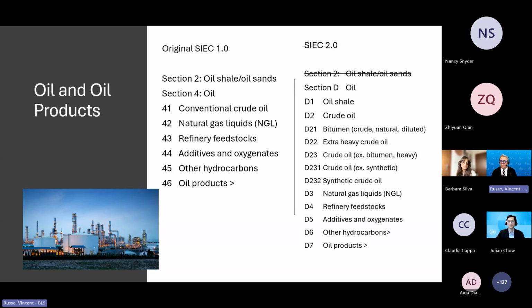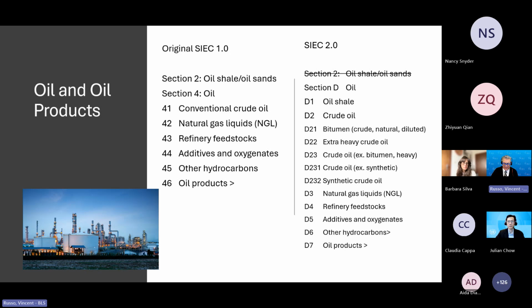And you'll see under D2 here, crude oil is now broken out into five different categories, roughly in order of process and degree of processing. Starting with bitumen, which is more of a crude product, going down to synthetic crude oil, which is obviously a much more significantly processed product.